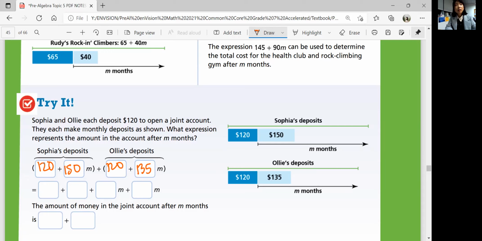So adding like terms, 120 plus 120 and 150m plus 135m. You can group the like terms together. You don't need to have parentheses, but add the like terms and you'll get 240 plus 285m. And that's it. You don't have to have a numerical answer. This is your answer for this problem. The amount of money in the joint account after n months is 240 plus 285m. You don't know how many months, so m is just m.